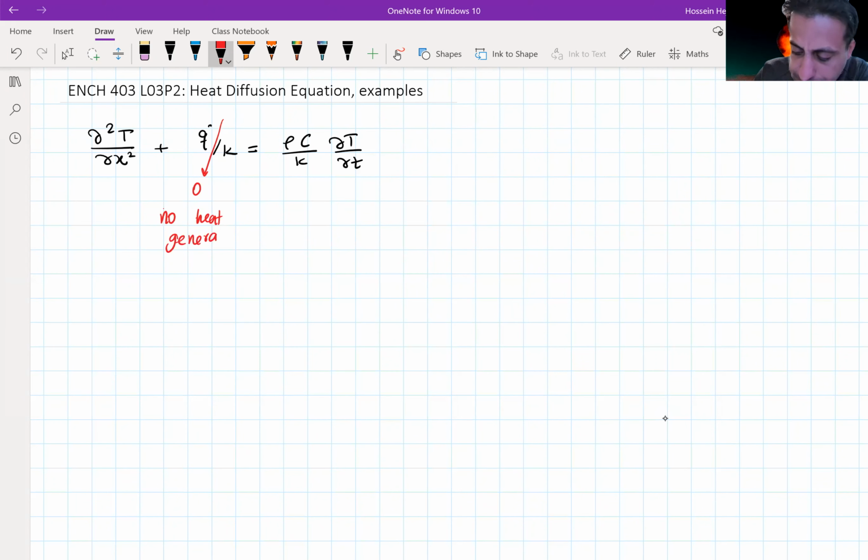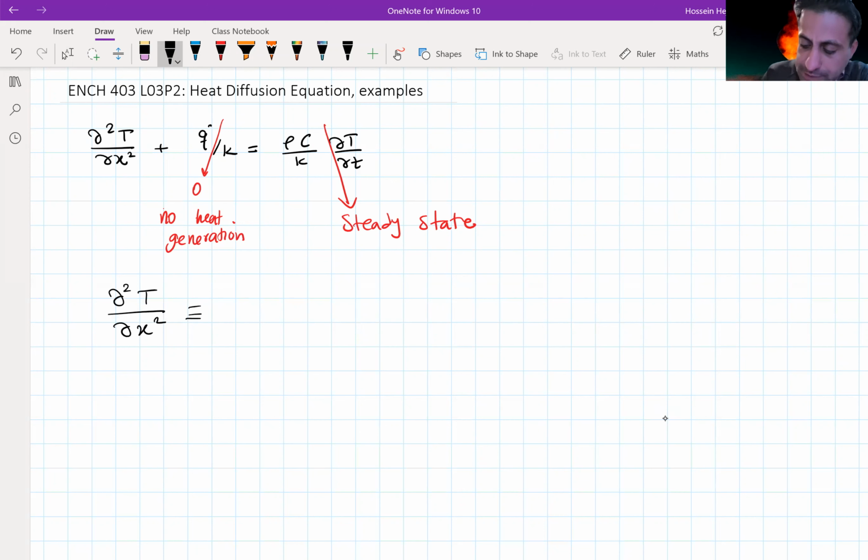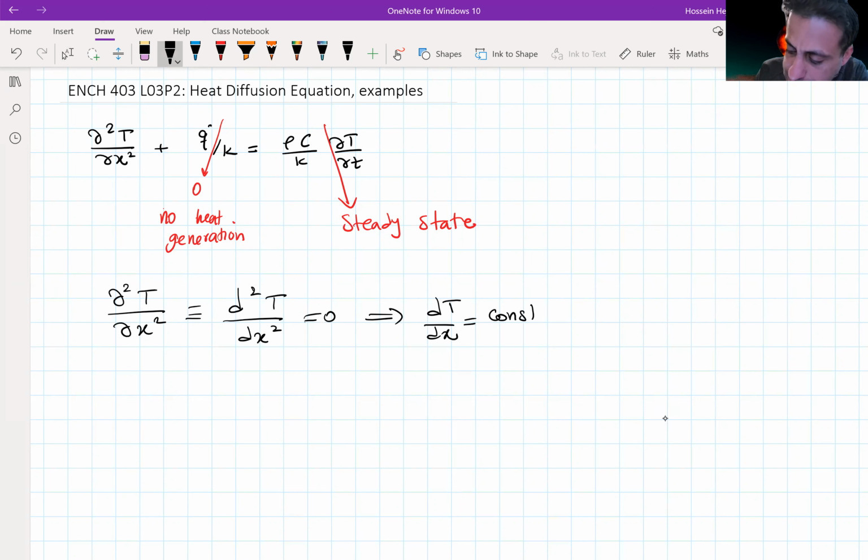No heat generation within the medium that we studied. For heat conduction in steady state, there is no change in time. What we end up with is that the only term is the second gradient of temperature. Since this is now an ordinary differential equation, if you take the integral of both sides, dT over dx is constant. And this is Fourier's law.